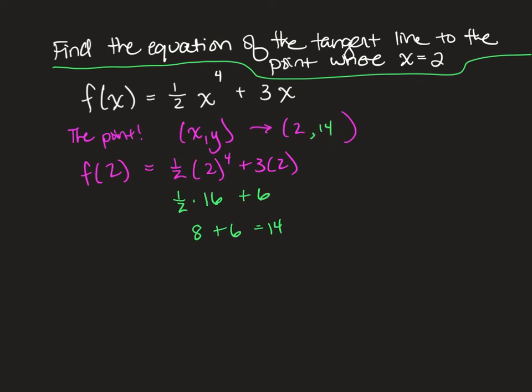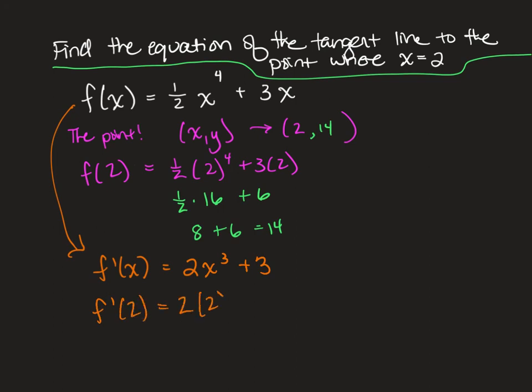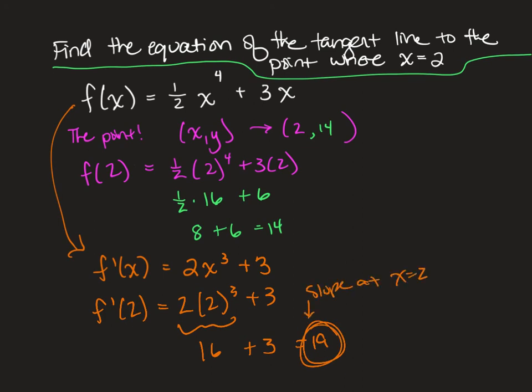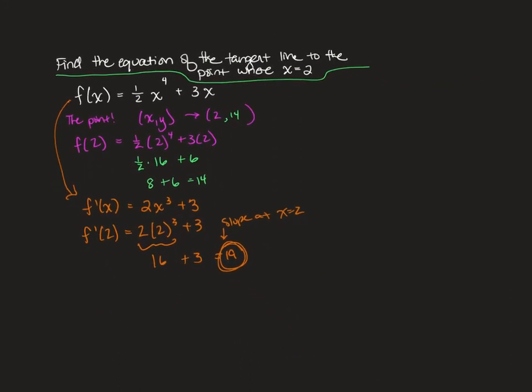Next thing we need is the slope. And to get the slope, we need the derivative of this. So f prime of x is going to be 2, because we'd have 4 times a half, which is 2, x to the third plus 3. And we now need that when x equals 2. So we're going to plug in 2. This is going to get us 16 plus 3, which is 19. So that is my slope at x equals 2. And voila, we have all the things we need.